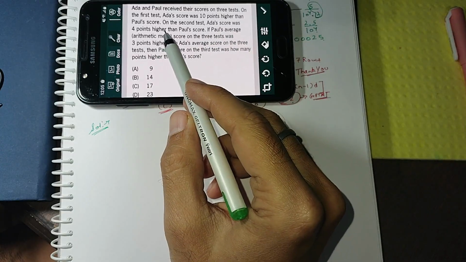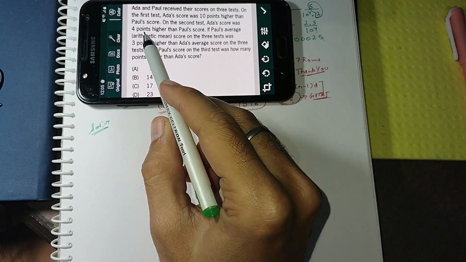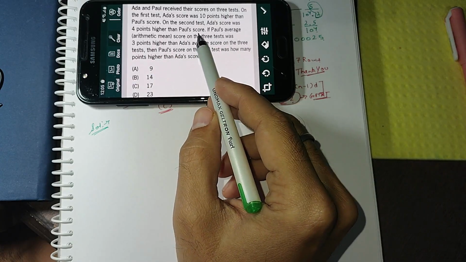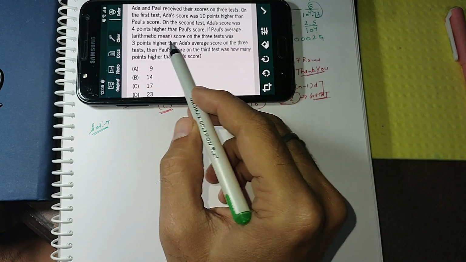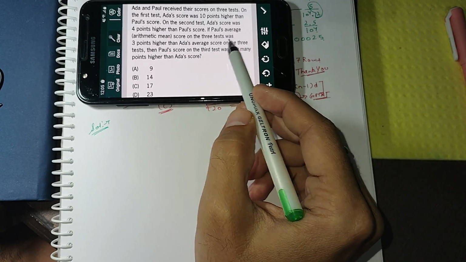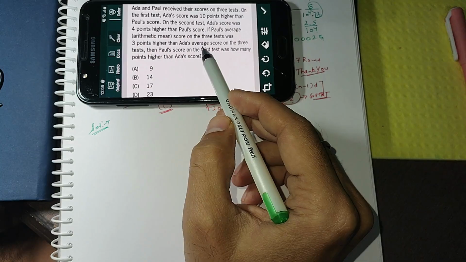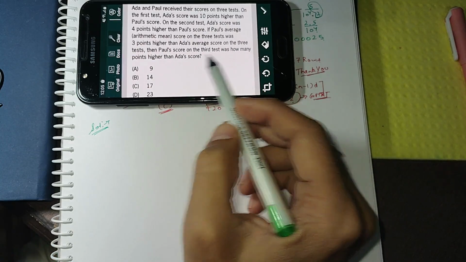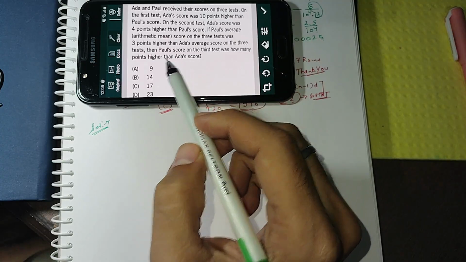Today's first question is: Ada and Paul received their scores on three tests. On the first test, Ada's score was 10 points higher than Paul's score. On the second test, Ada's score was 4 points higher than Paul's score. If Paul's average arithmetic mean score on the three tests was 3 points higher than Ada's average score on the three tests, then Paul's score on the third test was how many points higher than Ada's score?